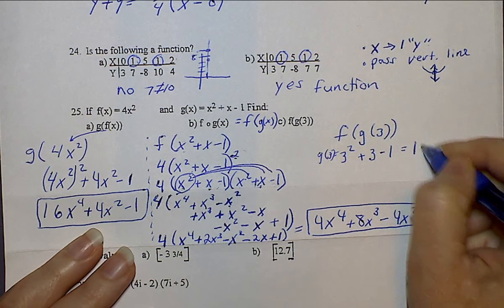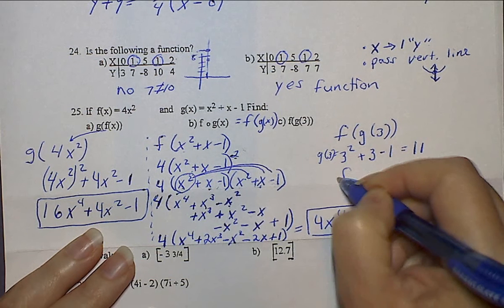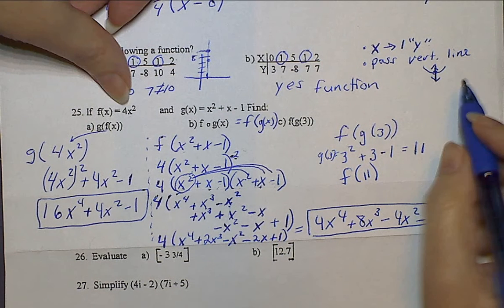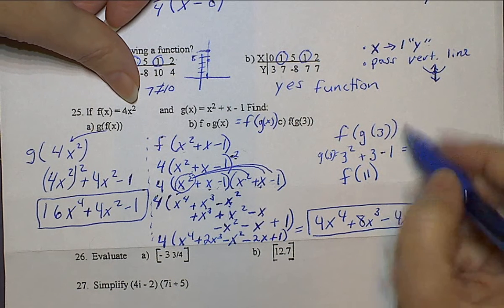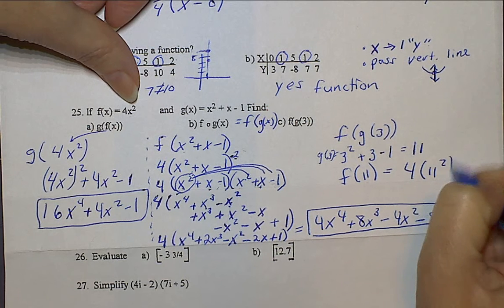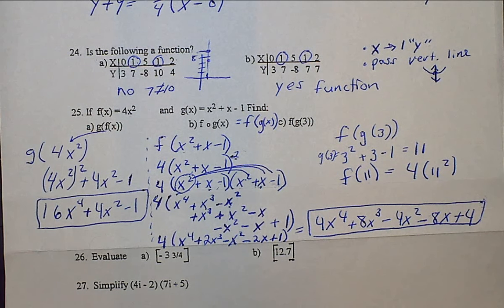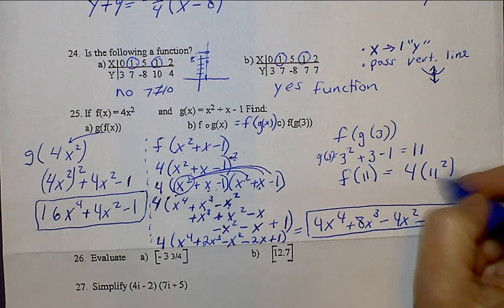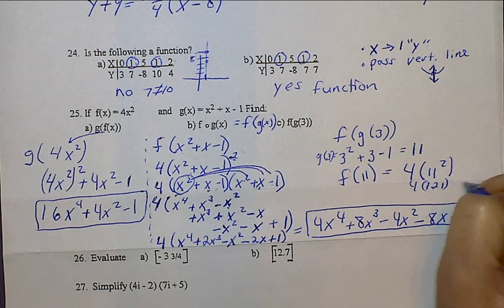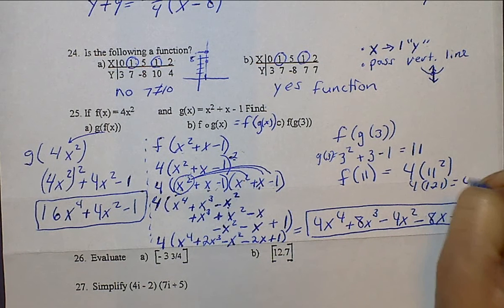So then I'm going to find f of 11. So I'm going to put in, for my x's, 11, and I'm going to get 4 times 11 squared. 11 squared is 121, times 4 is 484.